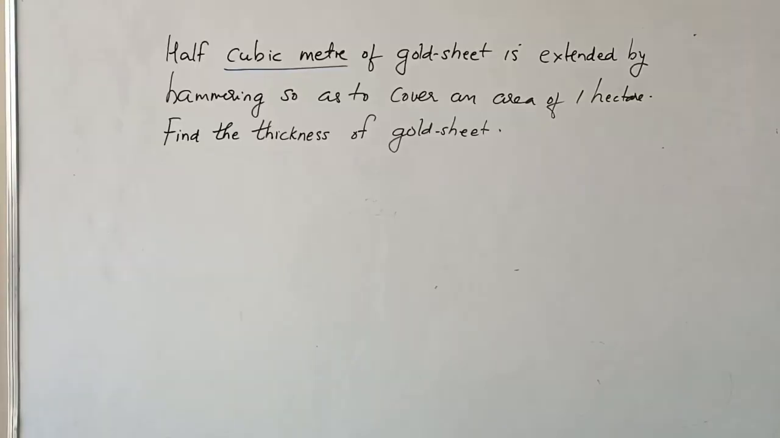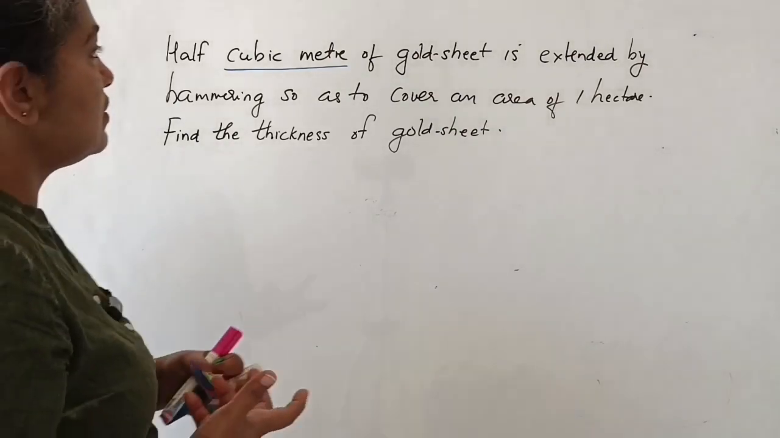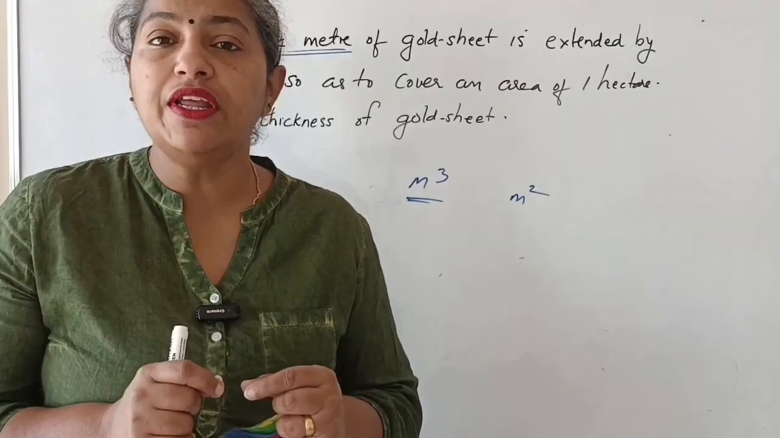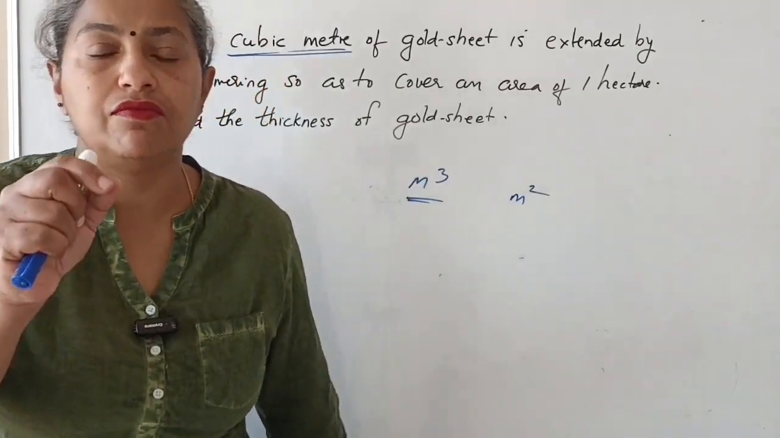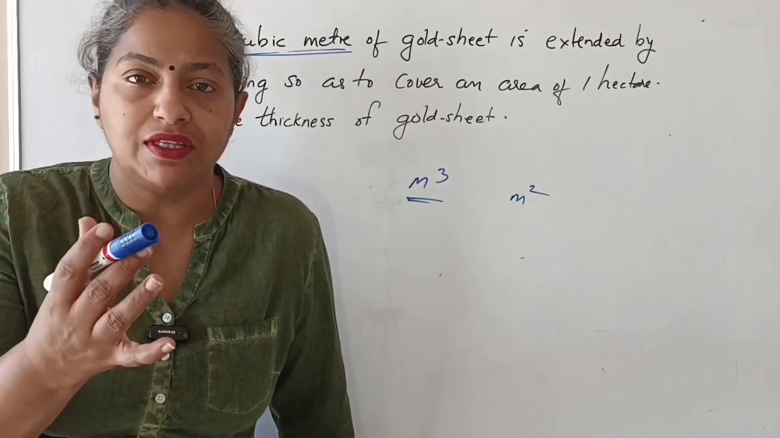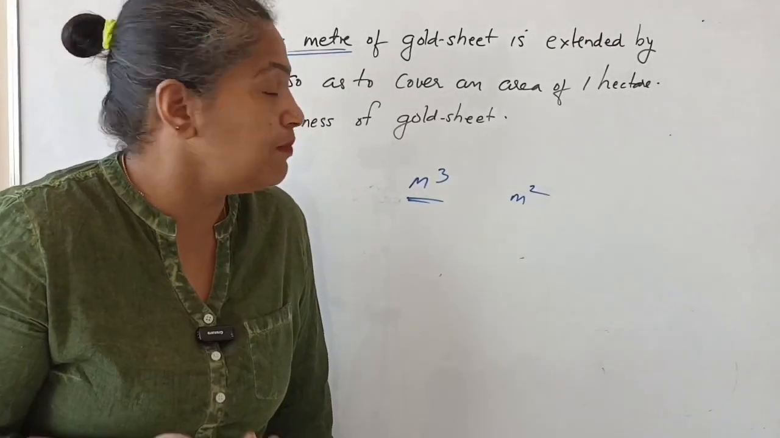So here is our next sum. Half cubic meter of gold sheet is extended by hammering so as to cover an area of 1 hectare. Find the thickness of the gold sheet. So what is given to us? The measurement that is given to us is the volume of the gold sheet. We know the volume of the gold sheet is given to us by looking at the unit that is given to us, which is cubic meter or meter cubed.